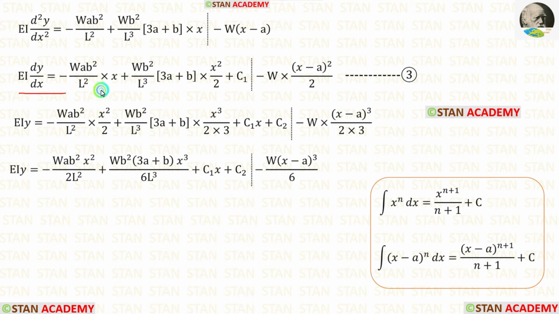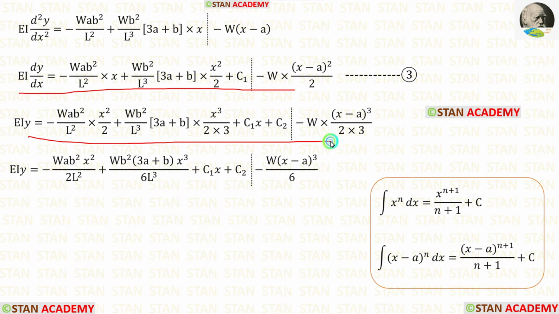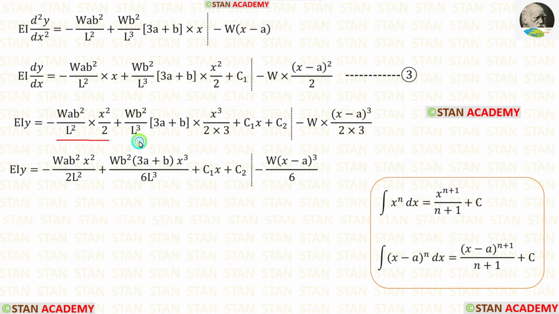Now let us integrate this equation again. When we integrate, we will get this. C2 is the new constant. After simplifying this equation, we will get this.